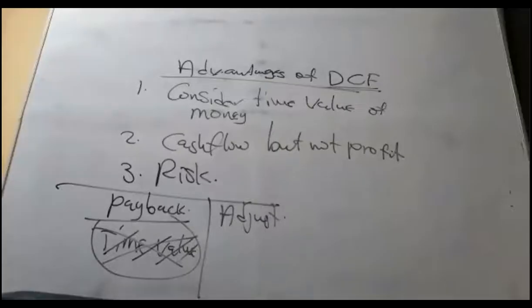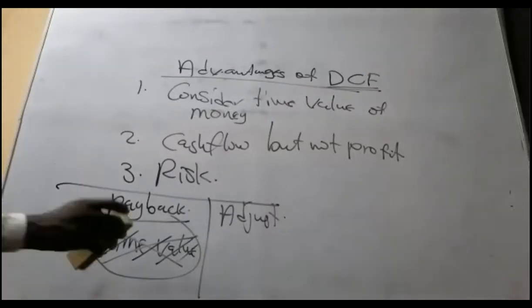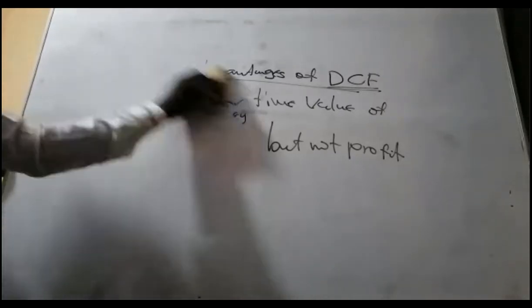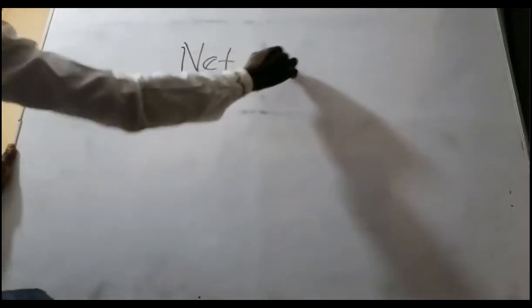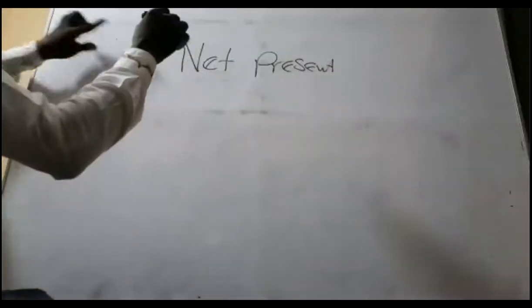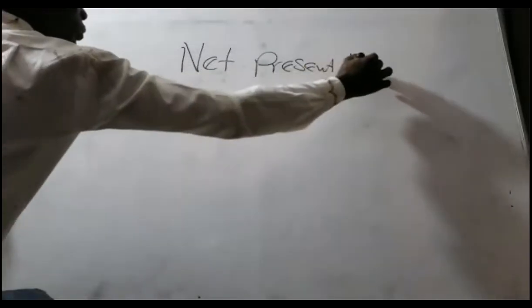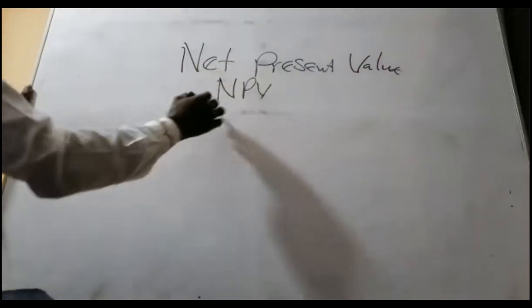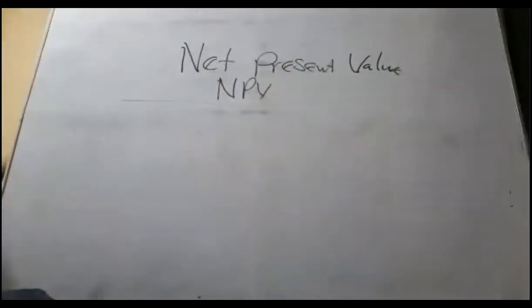Now let's go to investment appraisal: NPV. In fact, it is the popular one among the methods. Net present value. Net of today's value, present today. So net present value, popularly known as NPV.